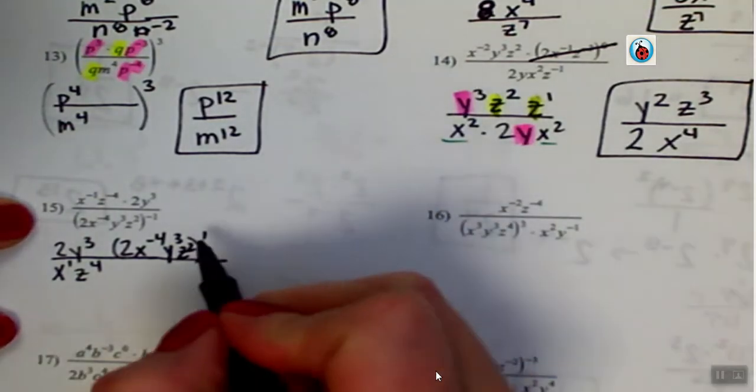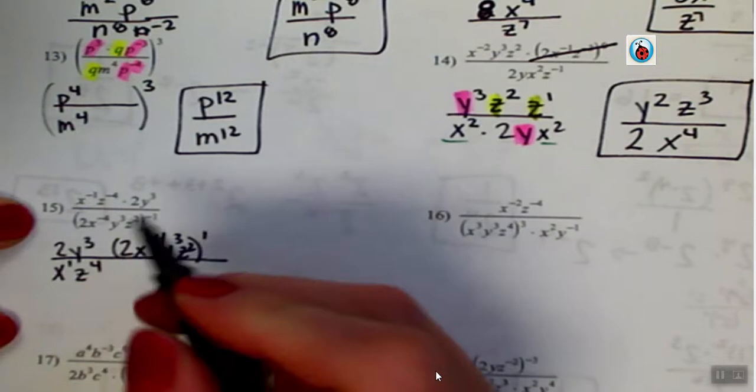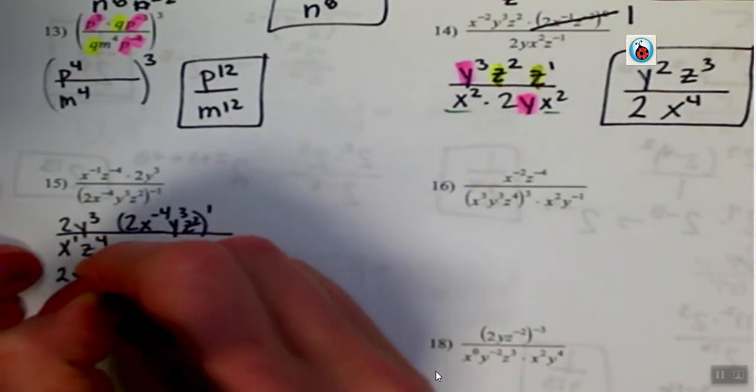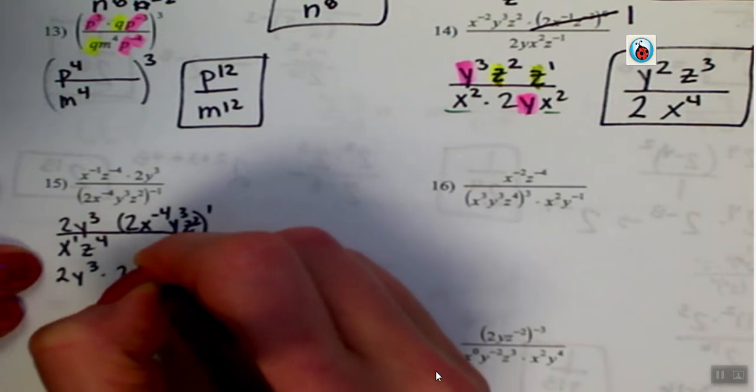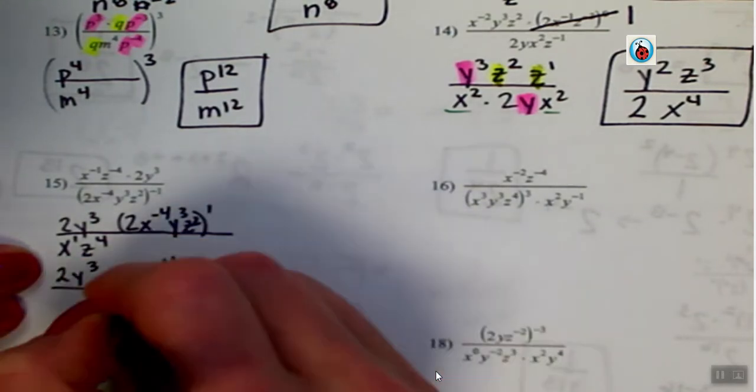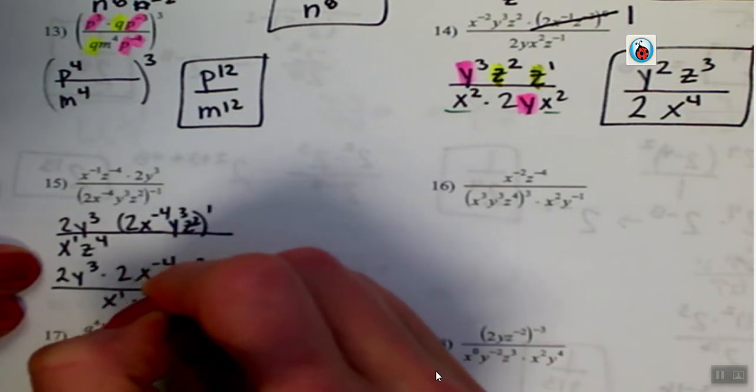Okay. Now I'm going to distribute. Okay, so the 1 power doesn't change anything. So we get 2y cubed, 2x to the negative 4, y cubed, z squared, x to the 1st, z to the 4th.